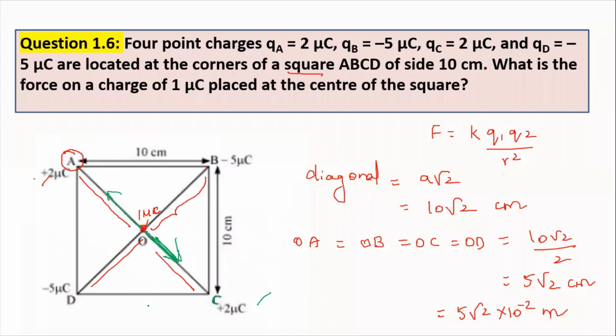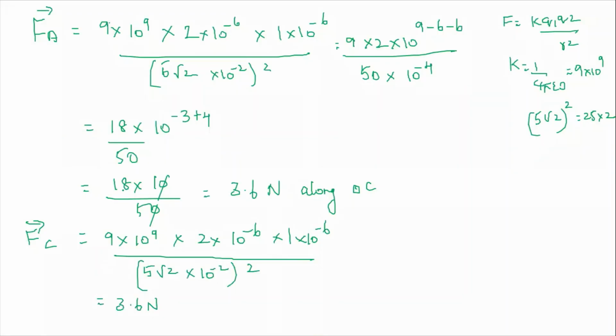Direction: this charge 2 is greater than 1. This will repel this in this direction. So it is along OA. Okay. Now you have to calculate FB and FD.